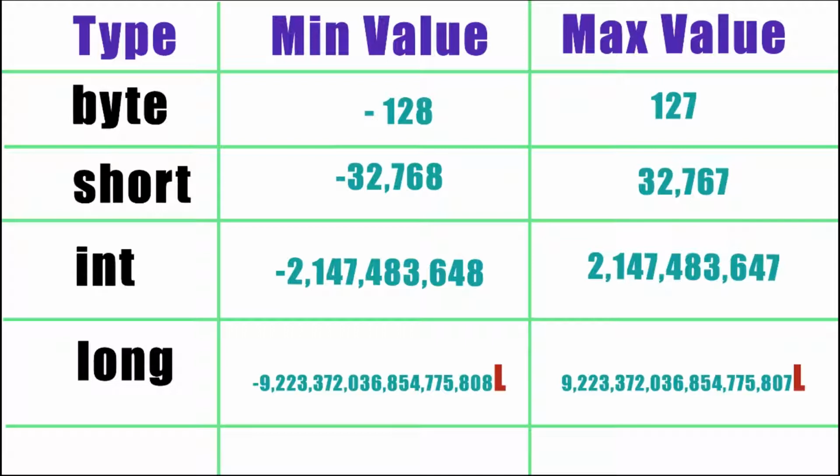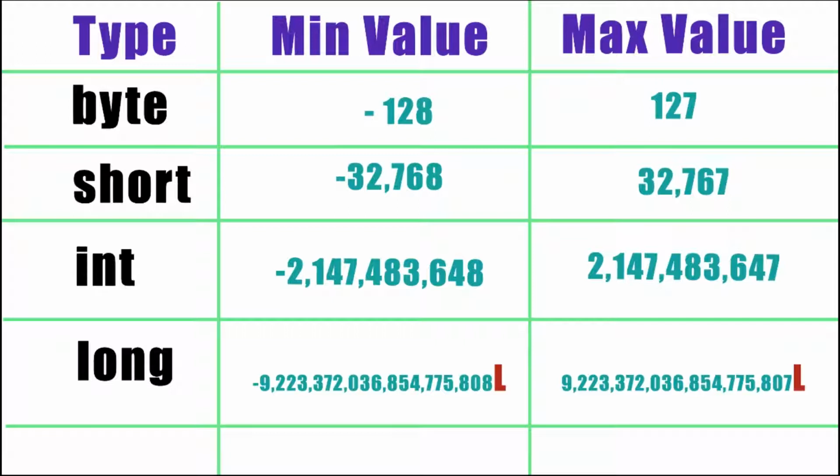-128 to 127, and we have a short, which is used for numbers between -32,000 and 32,000, plus or minus. And we have an int, which is an integer, and it stores a number between -2 billion and 2 billion. And if you want to store really big numbers, very big numbers, you use a long variable type, and it's used for storing very big numbers.